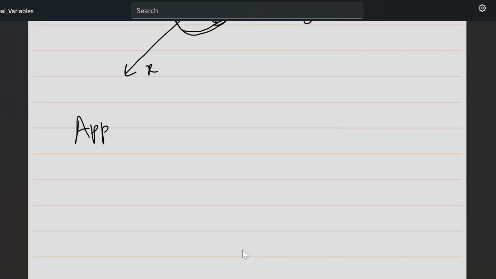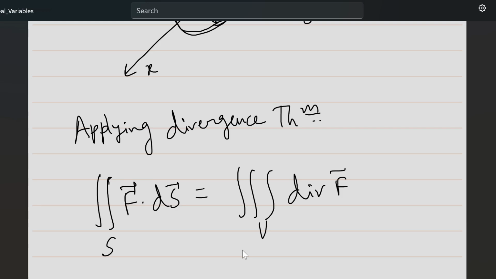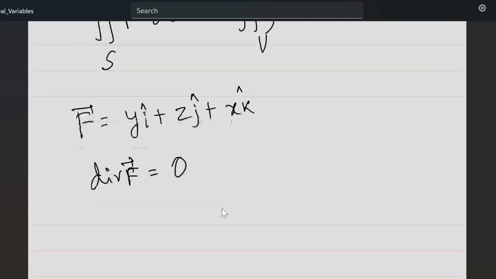So applying the divergence theorem, we get that the integral of F dot dS is equal to the integral of divergence of F dV. So what is F here? F is yi plus zj plus xk. So tell me, what is the divergence of F? What is the divergence of F? It is zero. That's it. So that means the integral value is also 0.